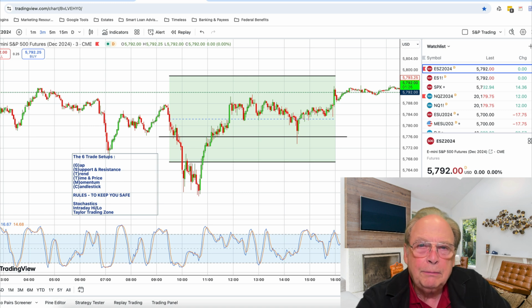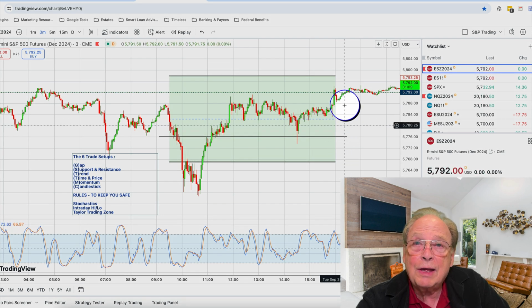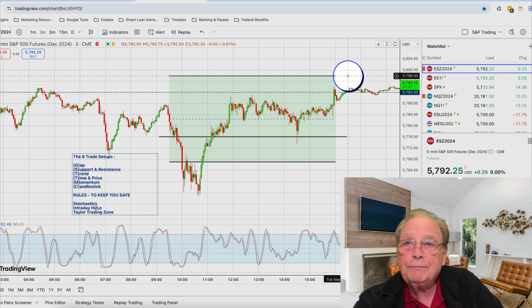Trading S&P E-mini futures is simple, but it's not easy. I'm sure you know that. Now here's the chart for Tuesday, September 24th. And I drew my Taylor calculated trading zone out with support down at 57.67 and resistance at 57.98.